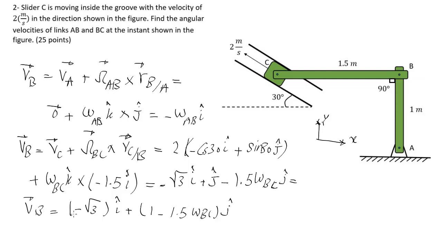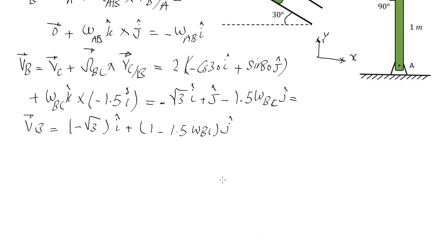We got this value for VB, and also we got this value for VB based on link AB, so they should be equal to each other. So VB based on A should be equal to VB based on C.